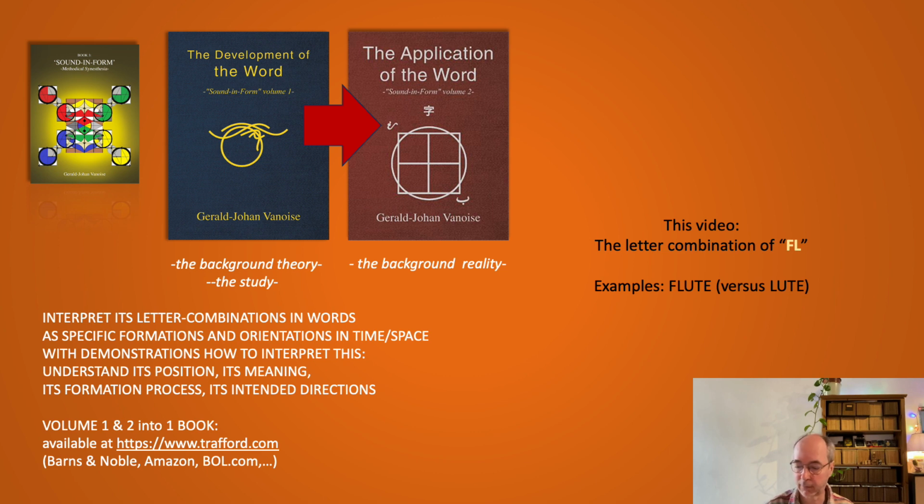I'm already explaining several letter combinations combined with l. This is with the letter f, and I will have the examples of the words flute, which I will compare to lute, why lute is different from flute. And I will just take the objects as a reference point, and we will recognize very easily how these letters are expressing the things.